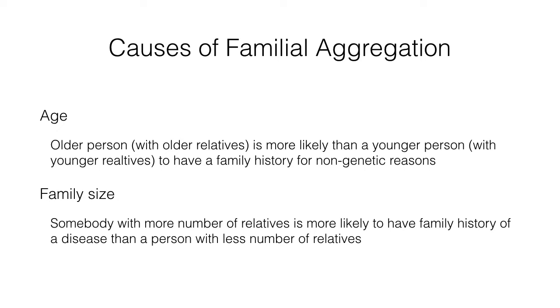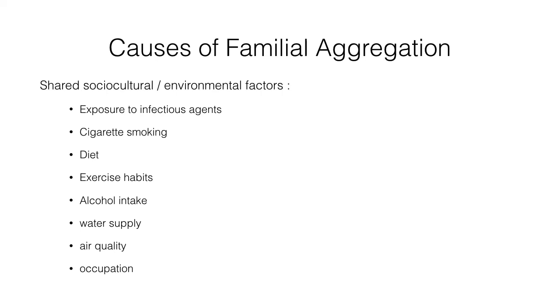Another cause would be family size. Somebody with a greater number of relatives is more likely to have a family history of disease than a person with fewer relatives. Familial aggregation could also be caused by shared social, cultural, or environmental factors: the same exposures to infectious agents, cigarette smoking, diets, exercise habits, alcohol intake, water supply, air quality, and occupation. So this might also cause familial aggregation.